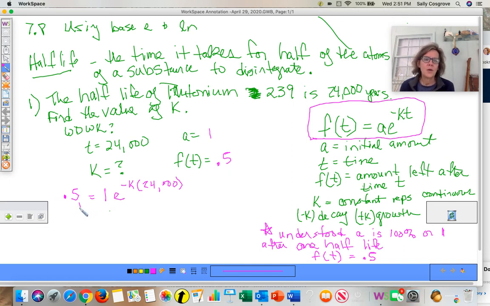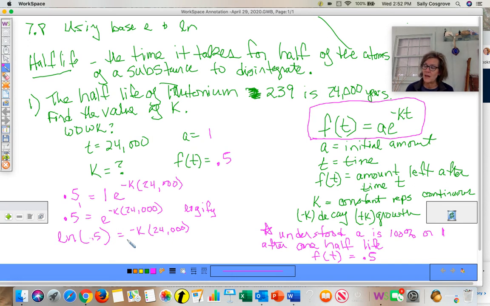All right. So obviously multiplying by 1 doesn't affect things, but we can rewrite it. 0.5 equals E to the negative K times 24,000. Now I have E to the stuff equals number. I'm ready to put it in log form. So I'm going to say the ln, right? We're going to logify here. The ln, or natural log, of 0.5 equals negative K times 24,000.